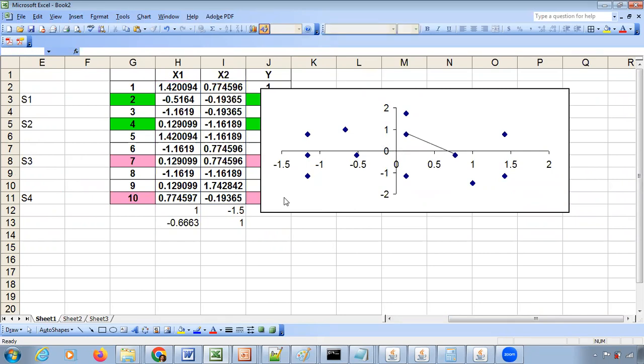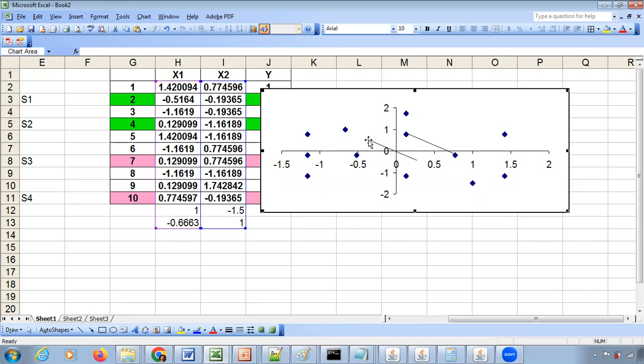Okay, let me go back. So just click. So this is where we are. If you click on the figure itself, this data set will be highlighted. Just pull down here. You notice now these 2 data points will appear. So this one is our point negative 0.6663 comma 1, the second one, and this is our 1 comma negative 1.5.